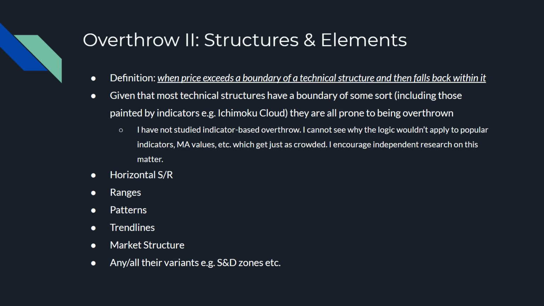What an amazing rhyme that is, right? And the answer is, well, any real structure with a boundary. So all the stuff that we trade and we talk about on this channel at the very least: horizontal SR, ranges, patterns, trend lines, market structure, any of all their variants. You've got your blocks, supply-demand zones, pivots, clusters, you name it. I think they are all prone to this type of price behavior, right? Which is a good thing because that means all of your regular setups can benefit from this lesson.